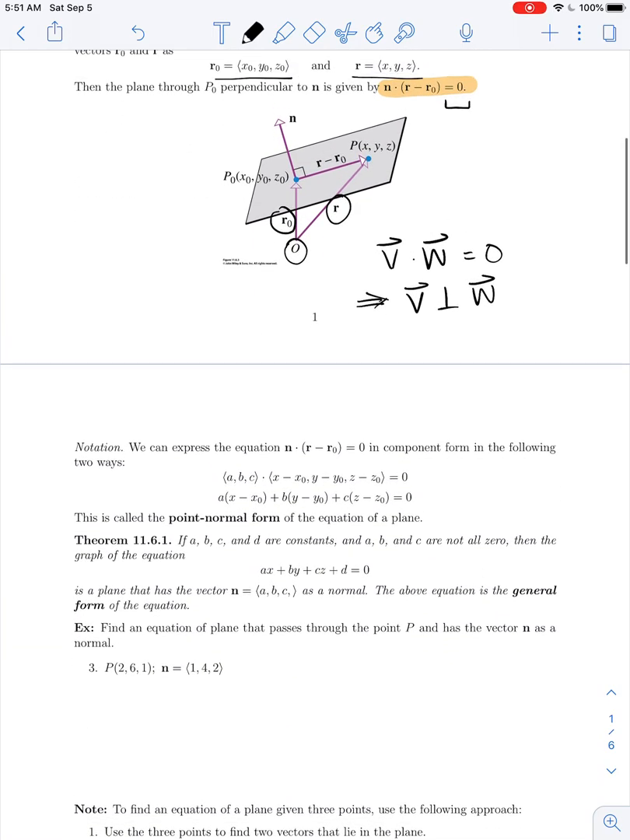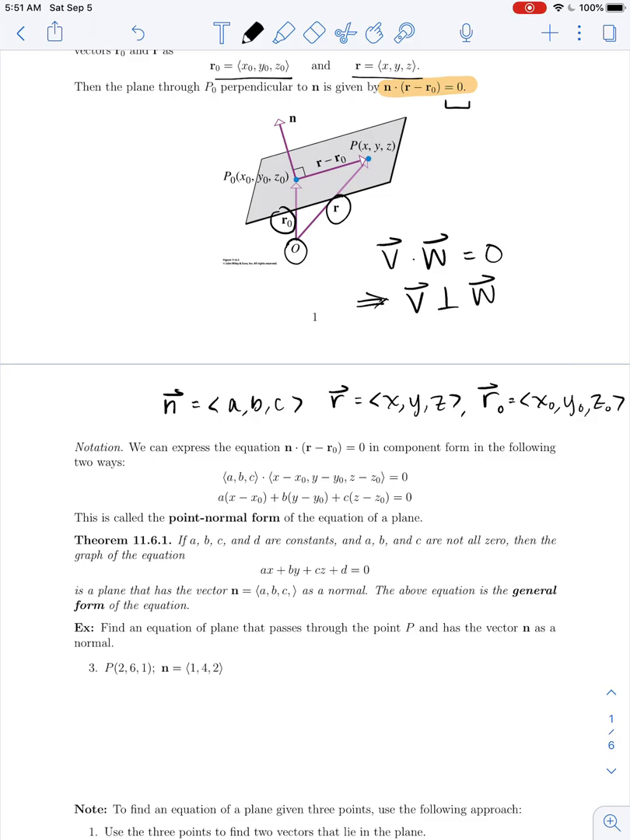All right, we have several ways of expressing this equation. Just to remind you here, we had stated that n is the vector with components a, b, and c. r is the vector with components x, y, and z. And r naught is the vector with components x naught, y naught, z naught.